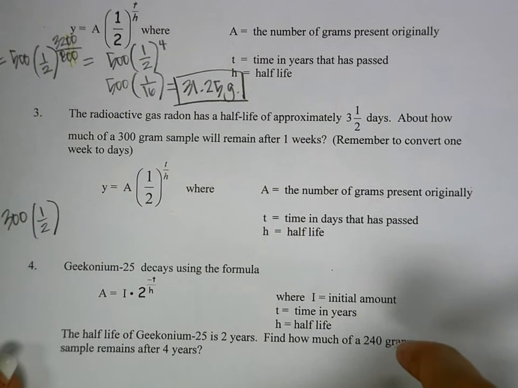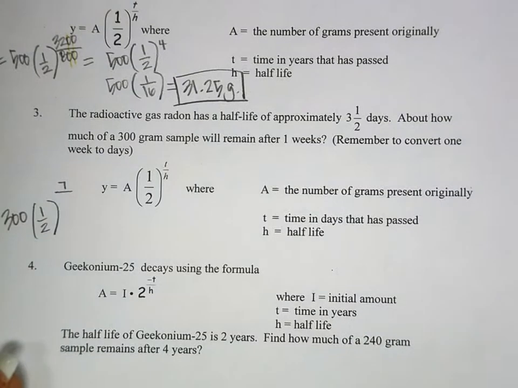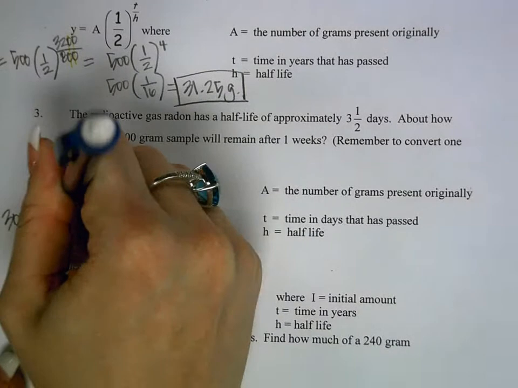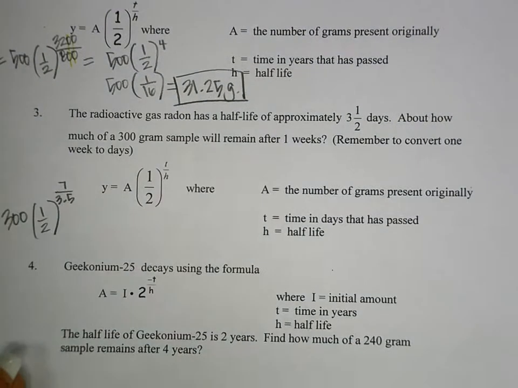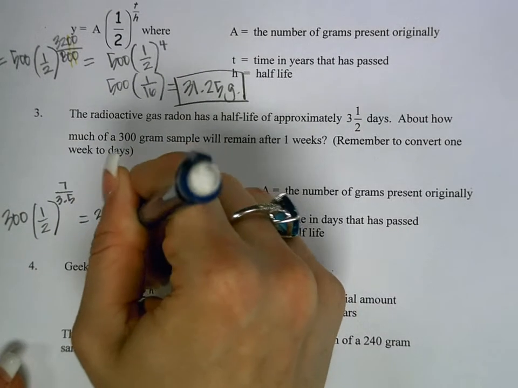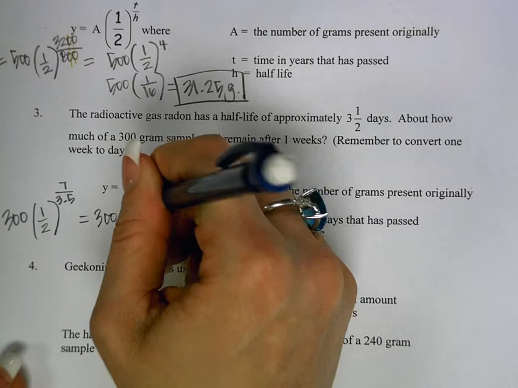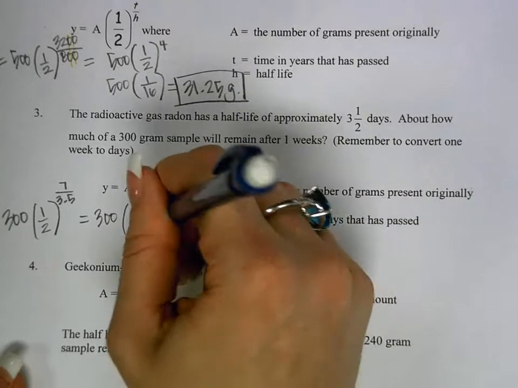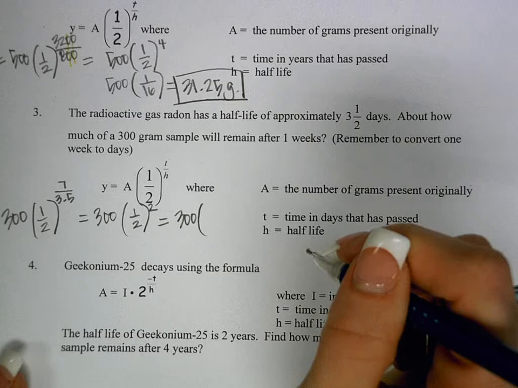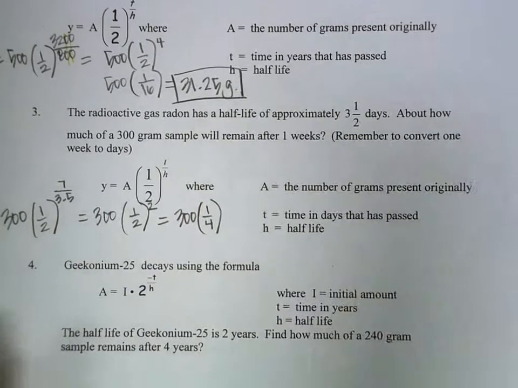So how many days have gone by? 1 week, so 7 days over half-life is what? 3.5. It makes a little bit more sense to put 3.5, so you don't have that weird double-decker kind of fraction. So 300 times 1/2 to the, what's 7 divided by 3.5? 2. Just 2. 300 multiplied by what's 1/2 squared? 1/4. And then what is 1/4 of 300?